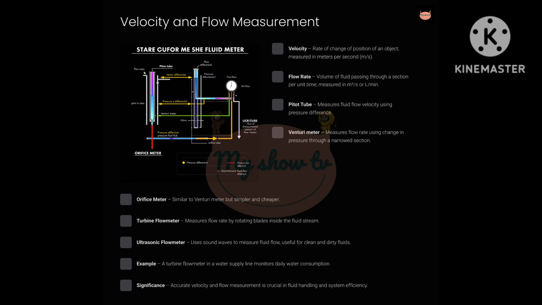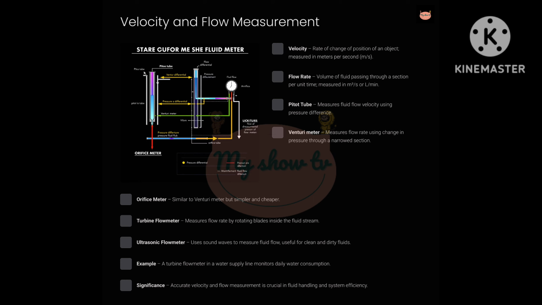Now, let's discuss some instruments used to measure these quantities. 1. A pitot tube measures the velocity of fluid by comparing the pressure difference between static and dynamic pressures. It's often used in aircraft and water pipelines. 2. A venturi meter is a device that has a converging section, a throat, and a diverging section. As fluid enters the narrow throat, the velocity increases and the pressure drops. This pressure difference helps us calculate the flow rate.